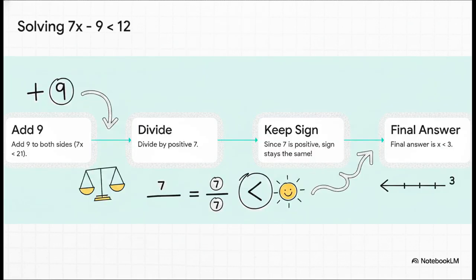Let's break this down. You really just treat it like a normal equation to start. First up, we shift that minus 9 to the other side by adding 9 to both sides. That gives us 7x is less than 21. Next, we want x all by itself, so we divide by 7. Now pause right here. Ask yourself, is 7 positive or negative? It's positive, so crucially the inequality sign stays exactly the same. Our final answer? x is less than 3.